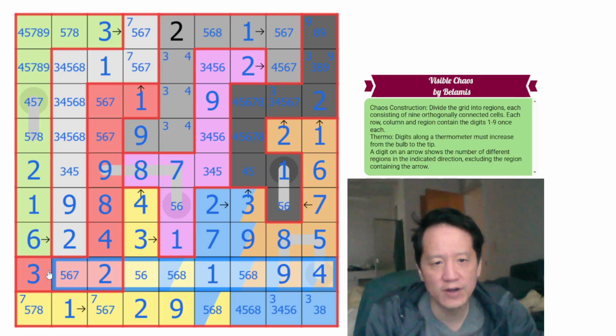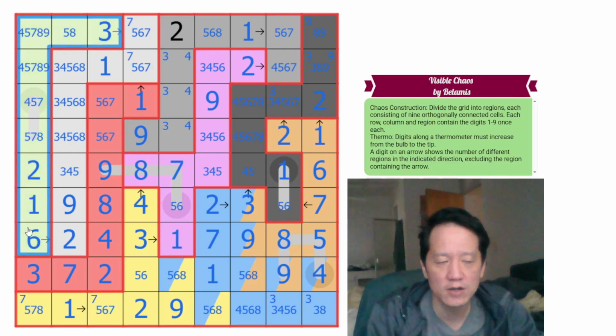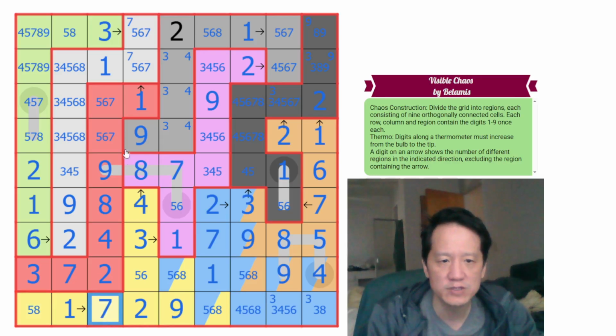We now have a 5, 6, 8 triplet in row 8, which eliminates 5, 6, and 8 from the rest of the row. So this can't be 5 or 6, this has to be a 7, which means this cannot be 7. Whereas a 7 in the green region, it has to be one of these 4 cells, which means this cannot be a 7. Therefore, this must be a 7. This has to be 5 and 6.